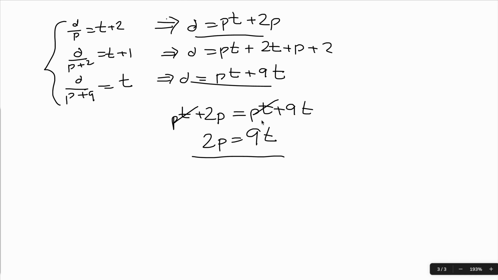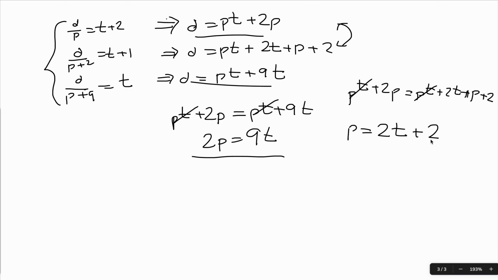Now let's take the first and second equations and see if we can make something out of that. So you get pt plus 2p equals pt plus 2t plus p plus 2. These two things cancel, and let's subtract the p over. We get p is equal to 2t plus 2. So now we have 2 equations in 2 variables, and this one we can pretty easily solve.